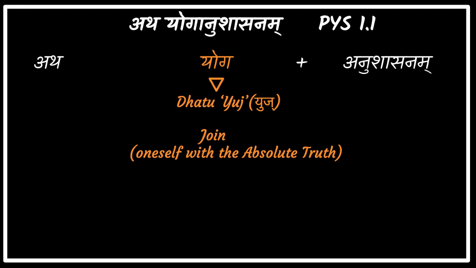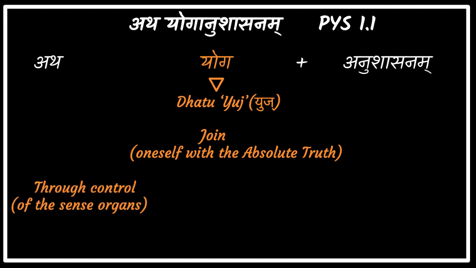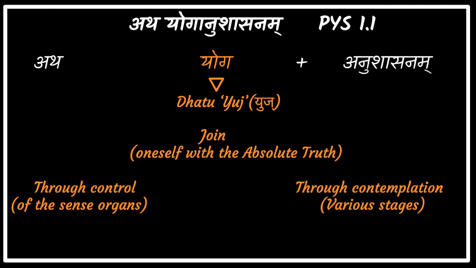So, how will this joining be achieved? It can be achieved through control of the sense organs and through contemplation, the various stages of which have been elaborated in the current text. This brings us to all three different but related meanings of the root word yuj, which are samyamane, which refers to control, yoge, which means to join, and samadhau, which refers to contemplate.